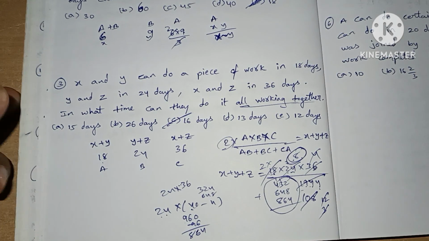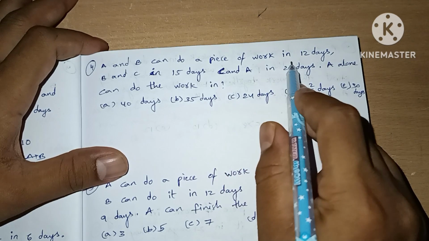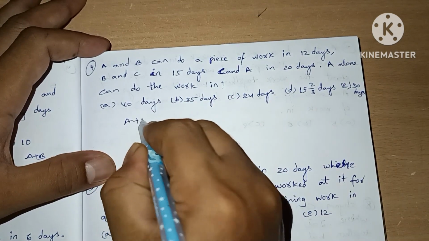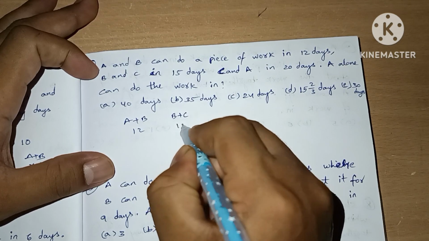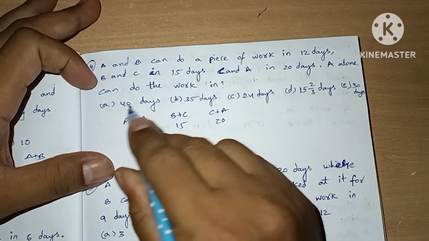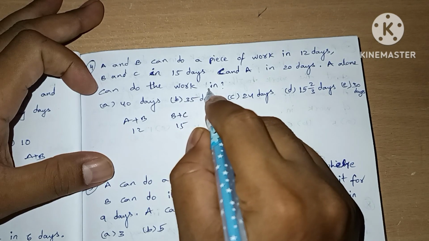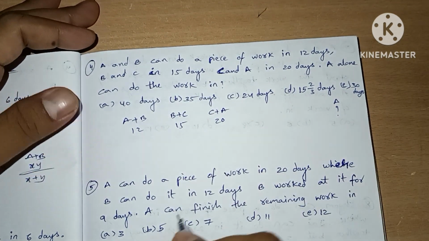Now we are going to see question number 4. A and B can do a piece of work in 12 days, B and C in 15 days, C and A in 20 days. A alone can do the work in how many days? Asking about in how many days A can do the work.